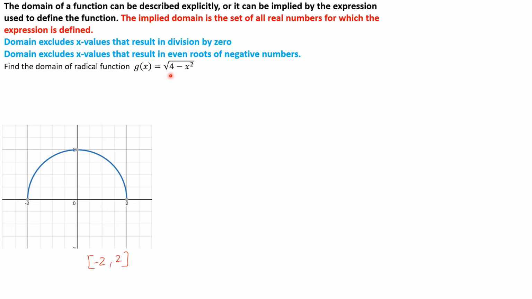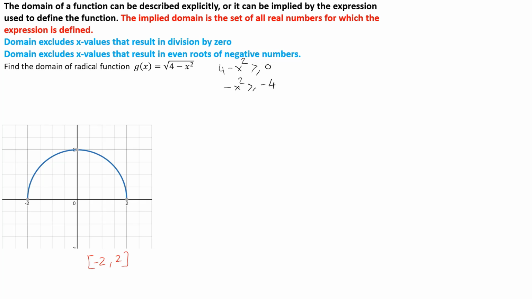How do we prove the domain of this function algebraically? Because we have an even index, we're going to set the radicand greater than or equal to 0. So we're going to say 4 minus x squared greater than or equal to 0. We're going to solve for the variable x.